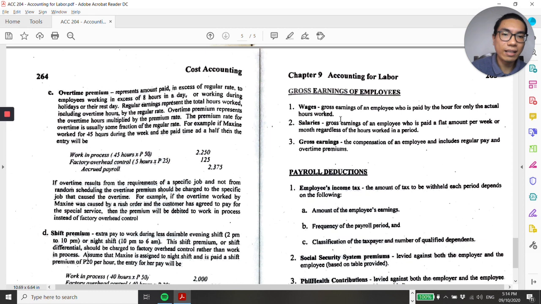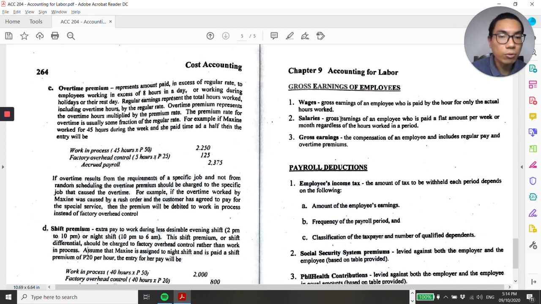Ito, hindi ko na to i-discuss in details, no? I'm sure na very familiar na kayo with the wages, the salaries, and the gross earnings. Ayan. Pero differentiate na lang din, for your reference. Yan. Normally, wages based on the actual hours yung sahod nila. Salaries per week or per month. Usually, ito yung mga contract base. Ay, yung mga may employment contract with a certain employer. Yan.